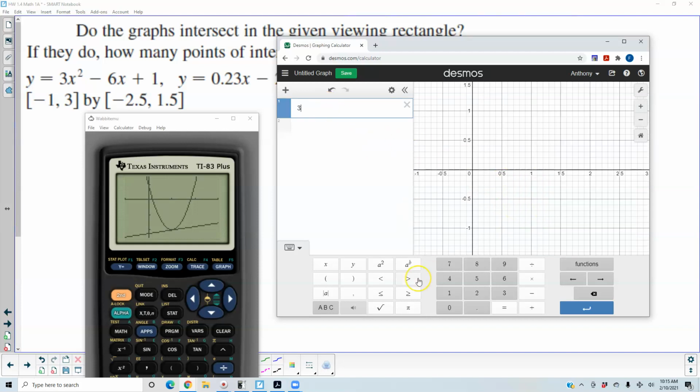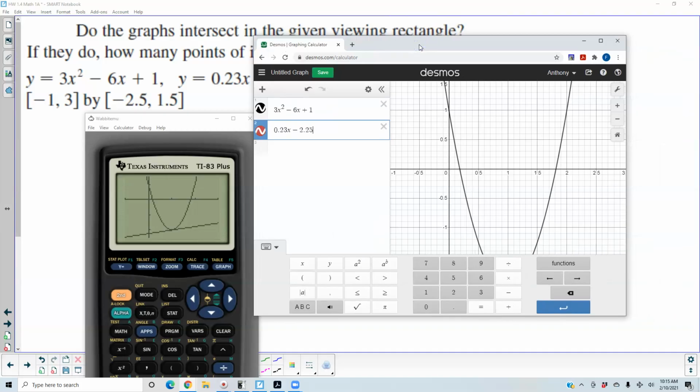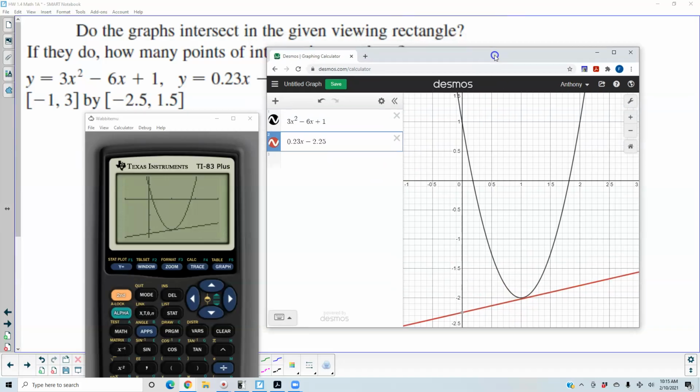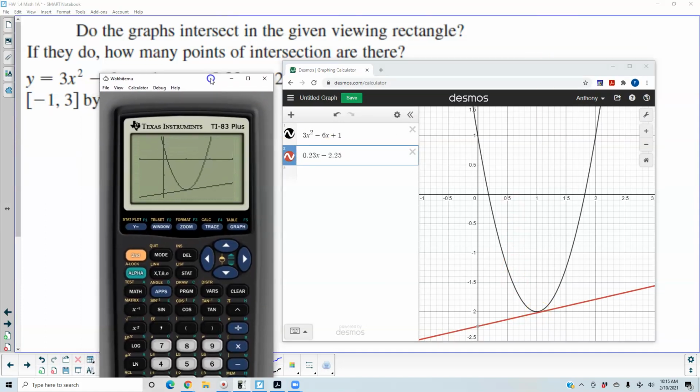We have 3x squared minus 6x plus 1, and then 0.23x minus 2.25. Okay, so here we can see that it is possibly intersecting. Okay. So, is it intersecting?